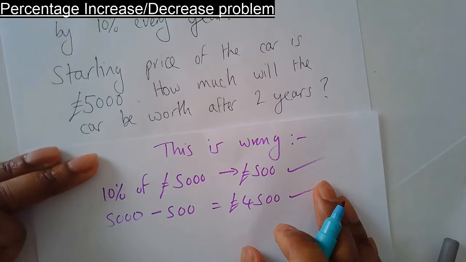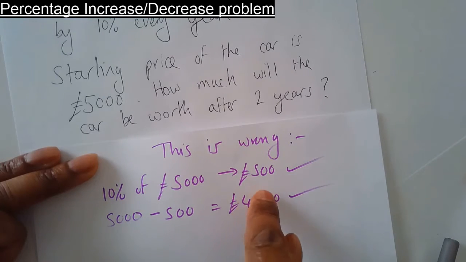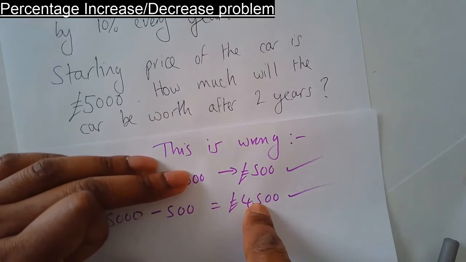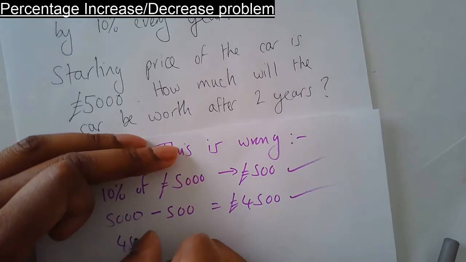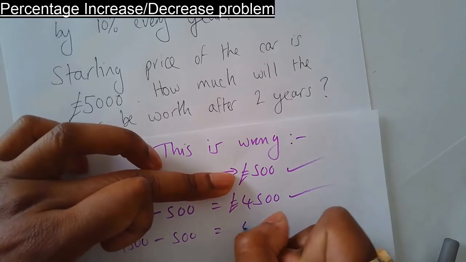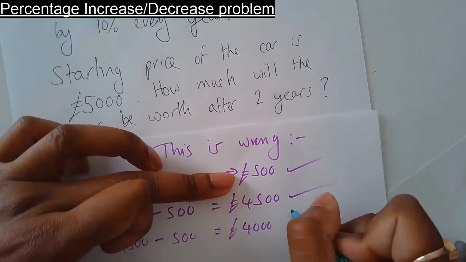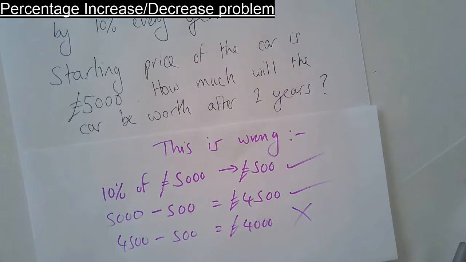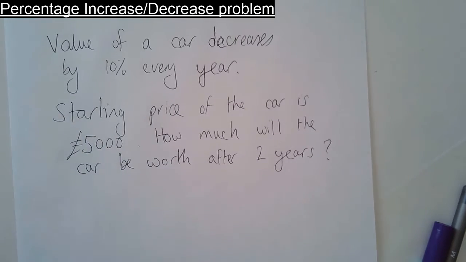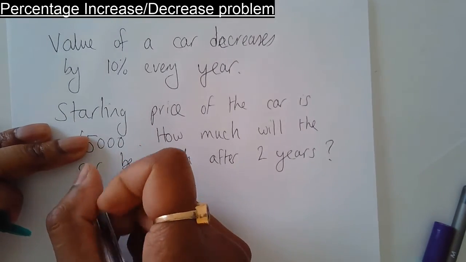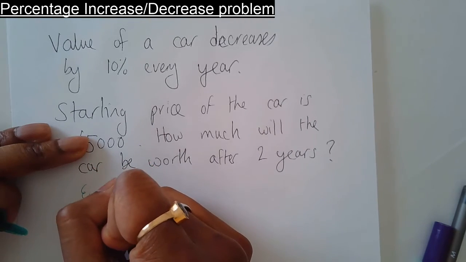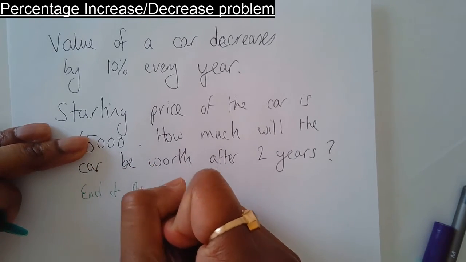But then what they do is subtract £500 from this again. So you end up with £4,000. This is wrong. Now to answer this question properly, I want to see what the value of the car will be at the end of the first year.